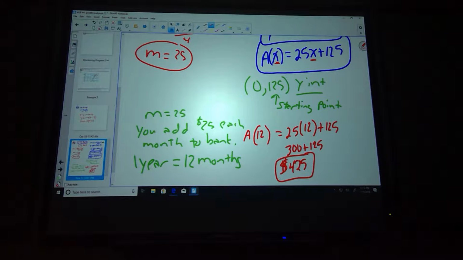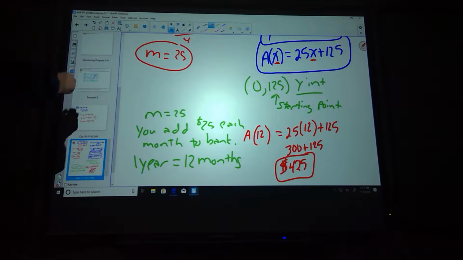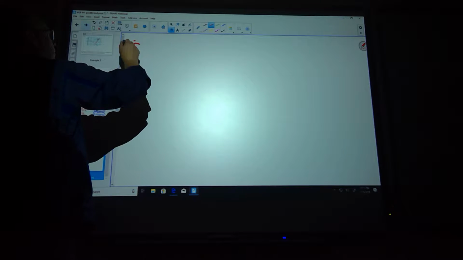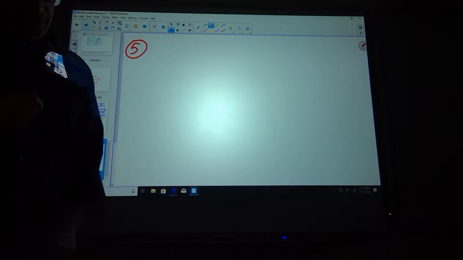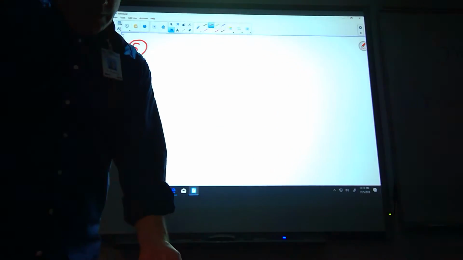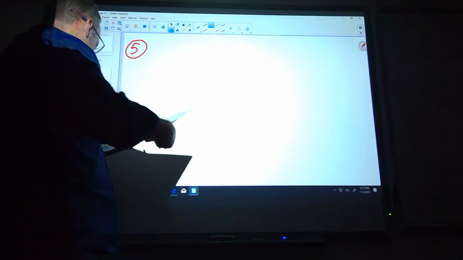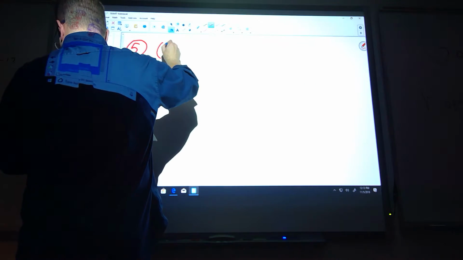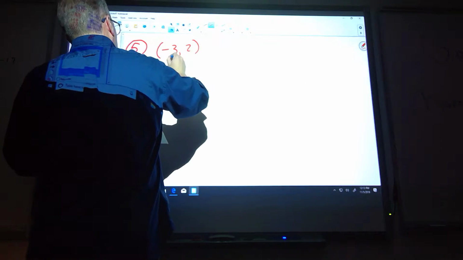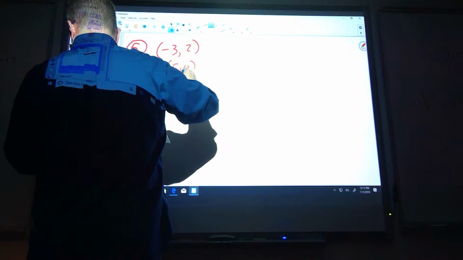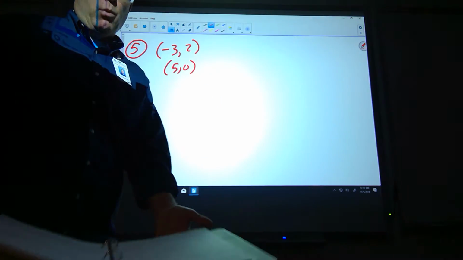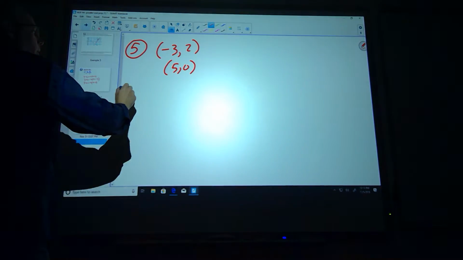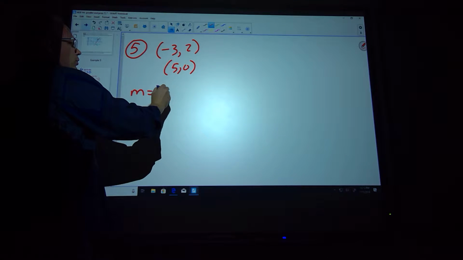Other questions from the homework? Yeah. Number 5. Okay, so they want us to find the point slope of this. So I'm just going to list the 2 points they gave us. Is that okay? Okay. So we want to write the point slope form. First thing I want to do is find the slope. So here's your slope equation.